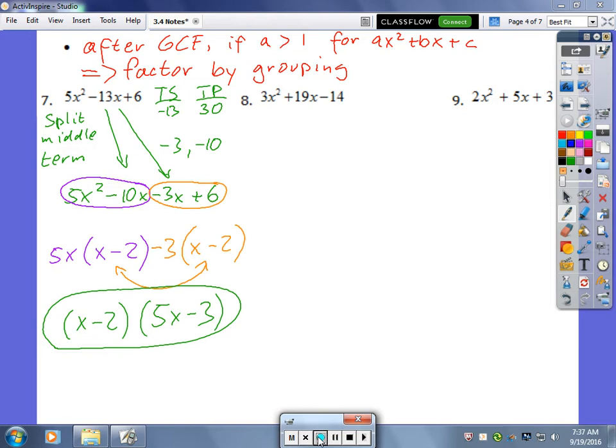Moving on to number 8, we find that our target sum is 19. Our target product, 3 times negative 14, is negative 42. And after looking around a little bit, that will give us the 2 numbers 21 and negative 2.